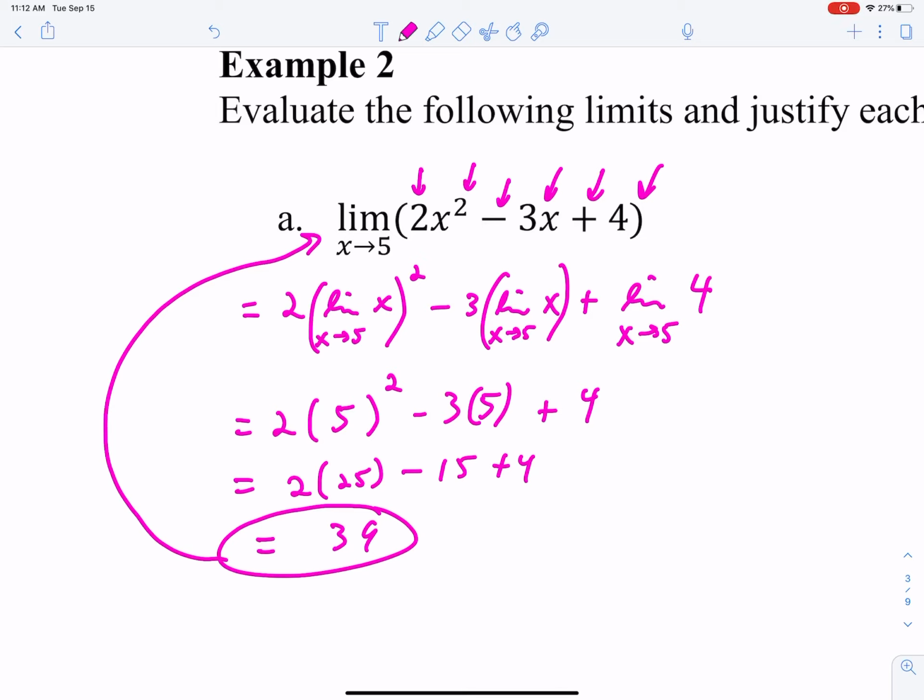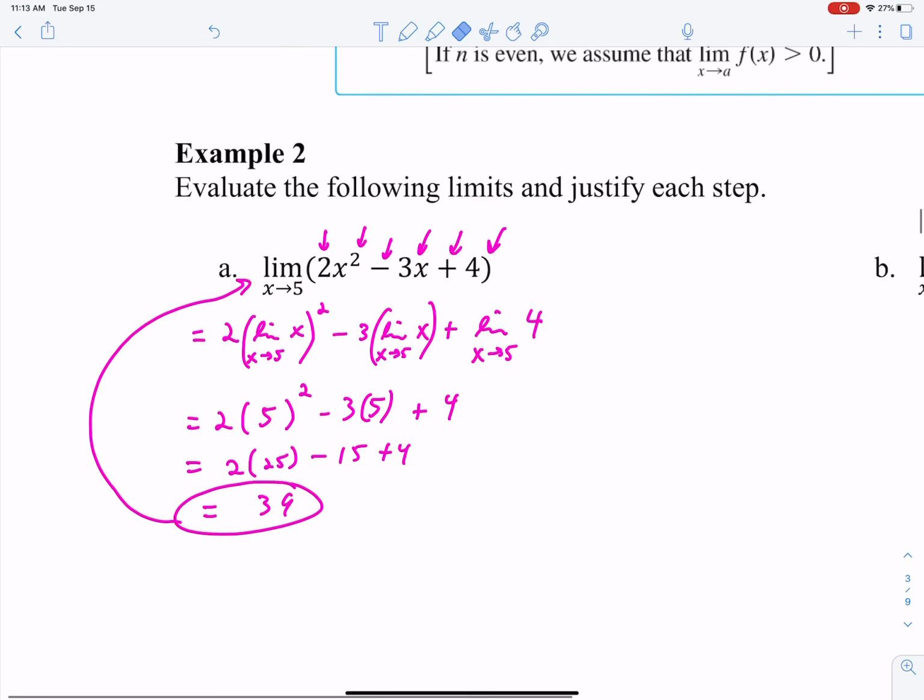And you'll see later on, of course, that our function in this case is a polynomial. Polynomials are consistent everywhere, or continuous everywhere. So we'll be allowed to just plug in, but we'll talk about that later. For now, show your steps, practice these limit laws.